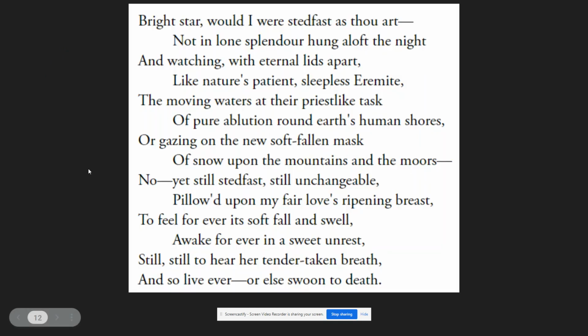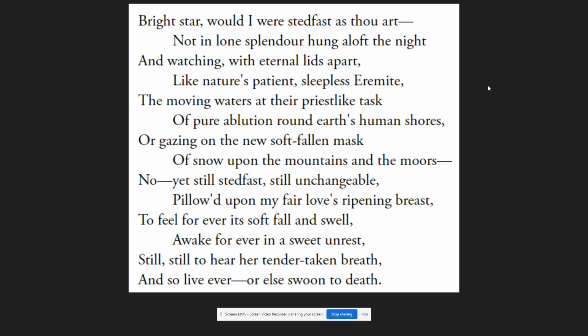Here's an example of a poem that is literary apostrophe. Bright star, would I were steadfast as thou art, not in lone splendor hung aloft at night and watching with eternal lids apart, blah, blah, blah. Notice how it says, bright star, would I were, which means I wish I were steadfast as you are. So this poem is addressed to a star. A star cannot be spoken to in a literal fashion. So we are treating a star like a person. So it's kind of like a metaphor or personification in a lot of ways.